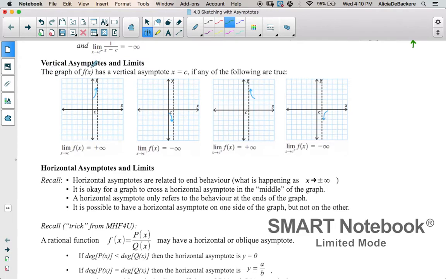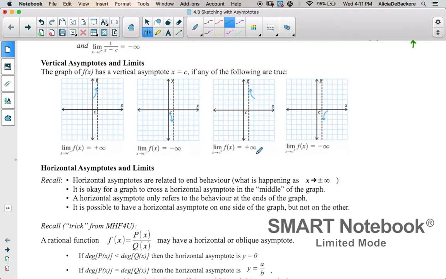All right, so vertical asymptotes and limits. The graph of f at x has a vertical asymptote at x equals c, if any one of the following things are true. So if I approach from the left and the limit is approaching positive infinity, or if I approach from the left and the limit is negative infinity. And I don't care what's happening on the right side in either of these cases. If one of these things is true, I have a vertical asymptote.